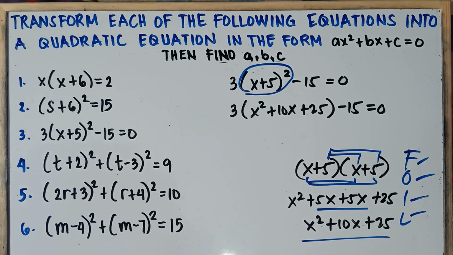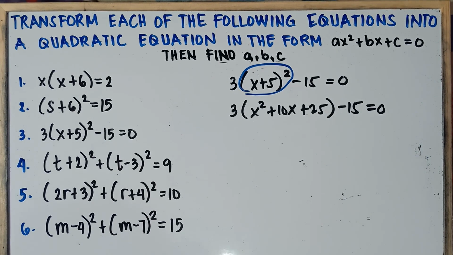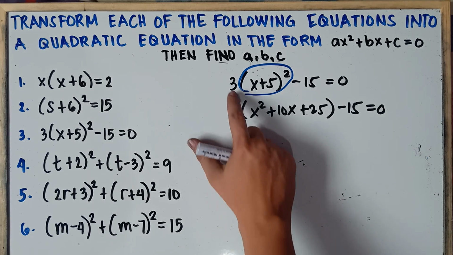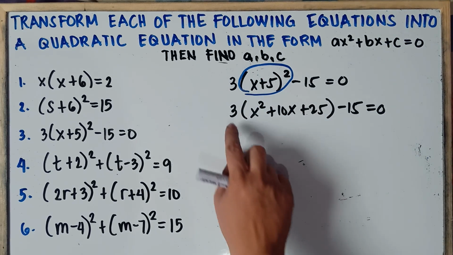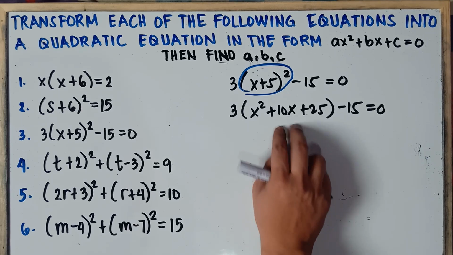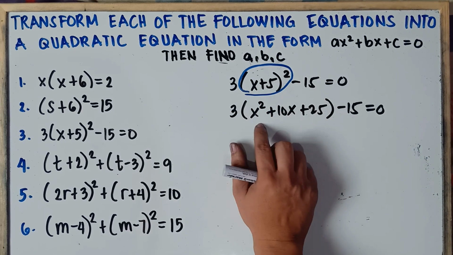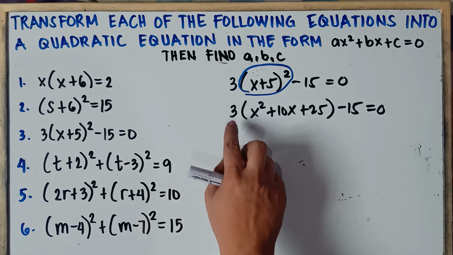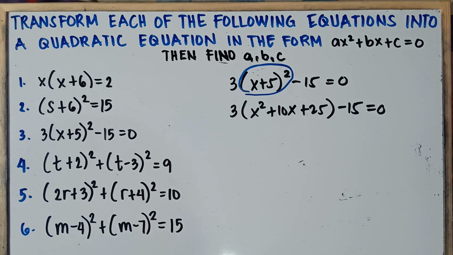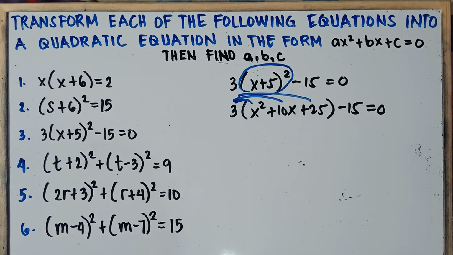Now, you'll be asking questions, sir, why do we have a parentheses? Because once again, class, we're not yet done multiplying 3 times this equation. The answer, class, when we simplify x plus 5 quantity squared, is x squared plus 10x plus 25. And we're not yet done multiplying 3 by this equation. So, you need to distribute, class, distributive property.